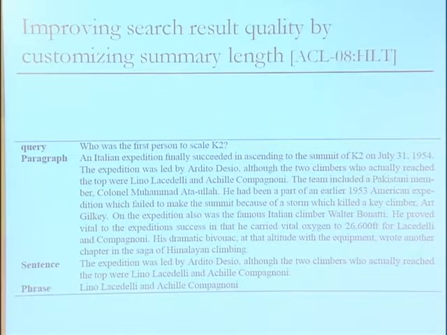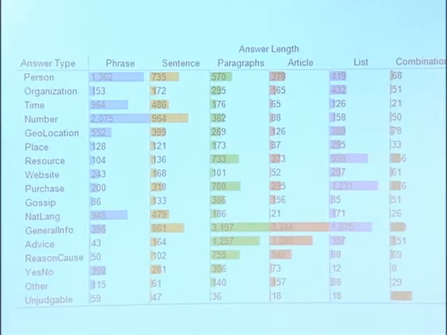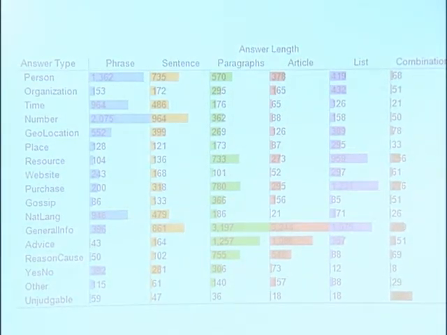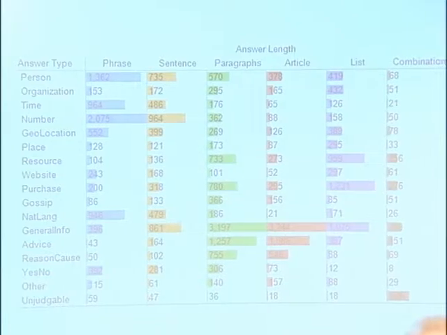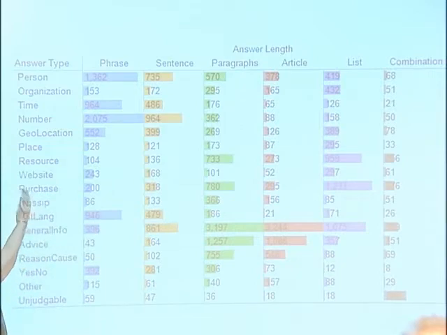And then they further asked, okay, what would be the ideal length of summary that you would want? And it turned out that there were very strong preferences. Here the numbers give you what people wanted for each type. The first column gives you the type of answer a query might be related to. And this side gives you whether you would prefer to see a phrase, a sentence, a paragraph, the full article that's relevant to your question, or some list or a combination of both.